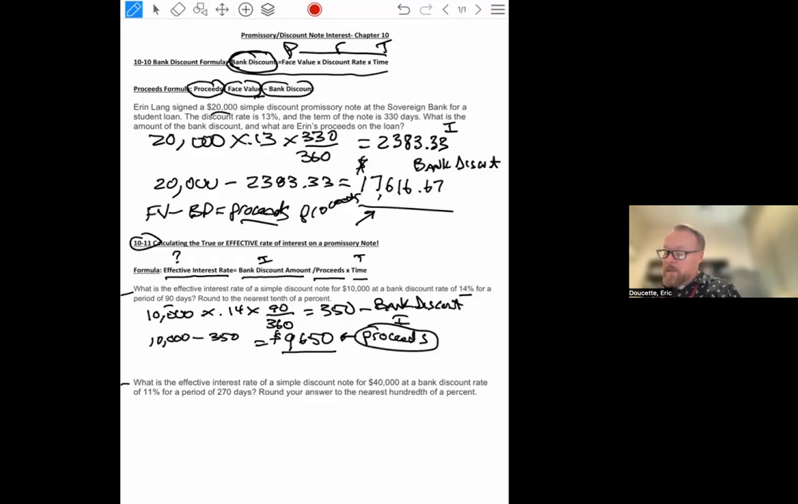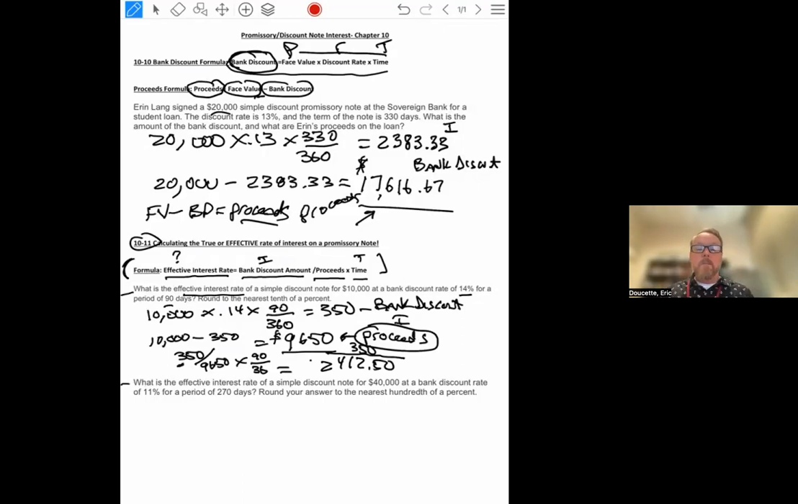We found the proceeds. And what are they asking here again? They're saying, what's the effective interest rate? Okay, so we need to use the top formula, right? Actually, I'm sorry, we need to use this formula right here. So we know what the bank discount amount is. It was 350. And we also know we need to divide that by the proceeds, which are 9,650, times the time. So what was the time again? 90 divided by 360. So let me do the math on that. The math comes out to $2,412.50. So that's the bottom part. We're going to divide 350 by that because that's what the formula says.